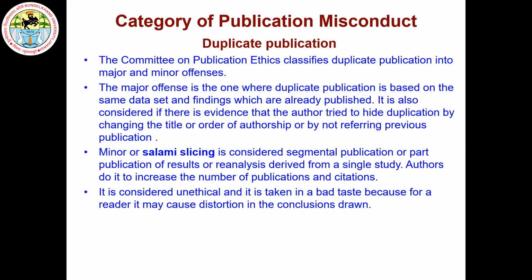So the Committee on Publication Ethics classifies duplicate publication into major and minor offenses. What is a major offense? A major offense is one where the duplicate publication is based on the same set of data and findings which are already published. It is also considered major if there is evidence that the author tried to hide duplication by changing the title or order of authorship or by not referring to the previous publication. So if someone is doing this, it comes under the major offense under the category of duplicate publication.